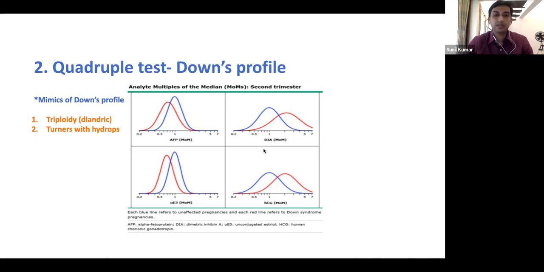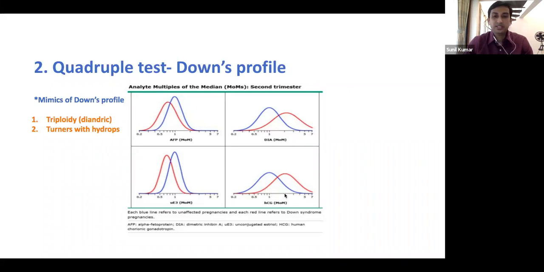then it is abnormal. Here we'll see this blue curve is a normal thing. Median is here 1. If this is 2 standard deviation, and this is 2 standard deviation, if we consider this one, then definitely this DIA is more than 2 standard deviation, that is more than 2 MOM. Here, this median is towards the left side, not less than 0.5, but it is also abnormal.